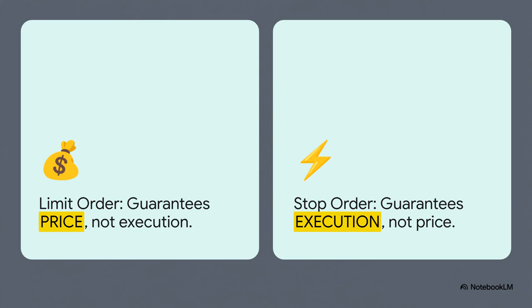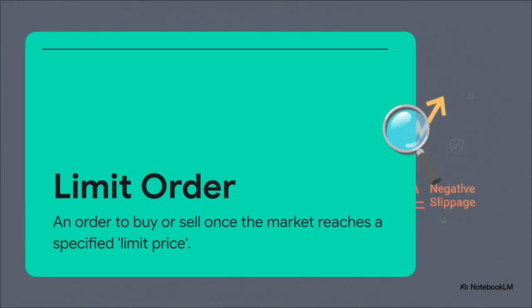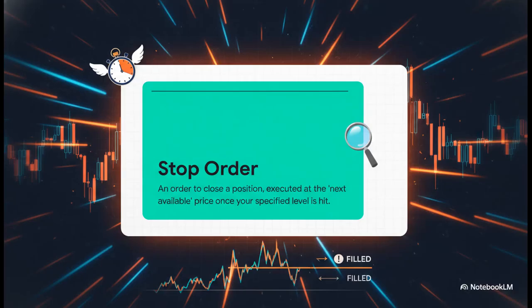Your tool for prioritizing price is a limit order. Your tool for prioritizing execution is a stop order. Let's break down the limit order. Think of this as your price enforcer. It's you telling the market, look, I'm willing to buy, but only at this price or a better one. I absolutely refuse to pay a penny more. If the market moves past your price before your order can be filled, too bad. The order just sits there, unfilled. Price is king.